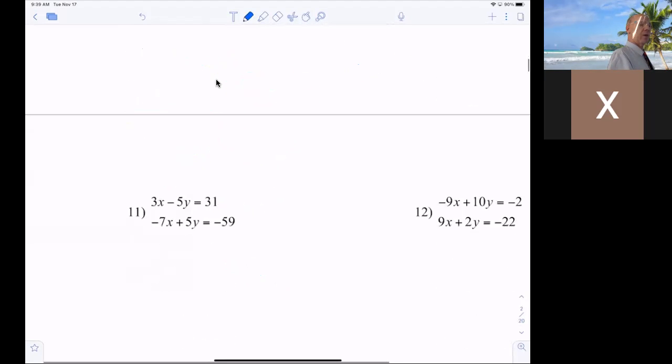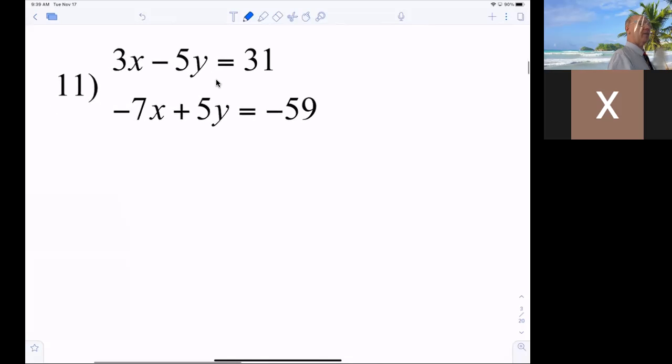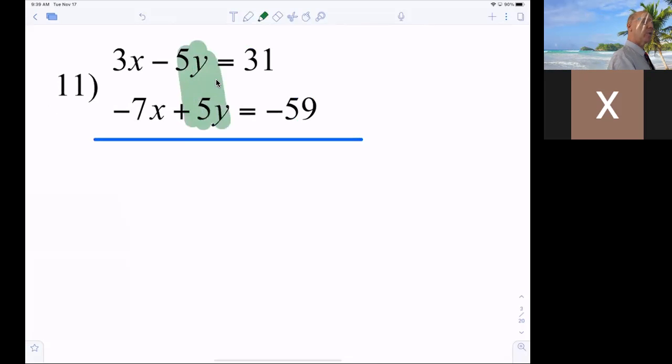I don't care about putting the calculator. That was too easy. All right, here we go. Come on, guys. Number 11. Can I just add this together? Come on, I'm trying to teach you. Think before you say something. It's not a race. Why can I add these? It's 5y and negative 5y. Yeah, these guys will cancel. So what do I get?